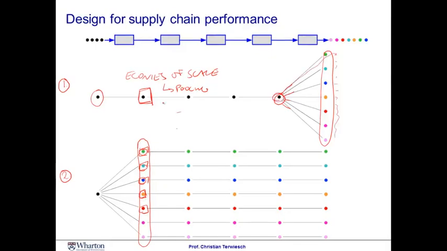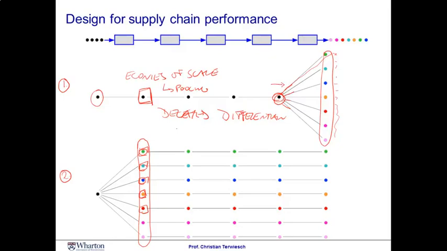The strategy of the first option that we just discussed is often referred to as delayed differentiation. Delayed differentiation means simply that we delay, or we speak of postpone, we delay or postpone the decision of which product variant a particular flow unit will end up to until the very last moment in the process.